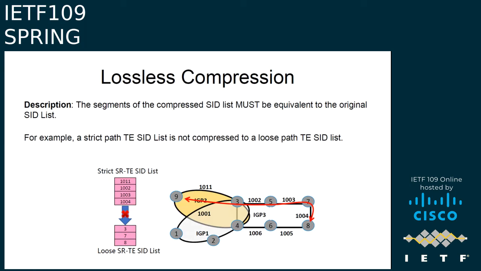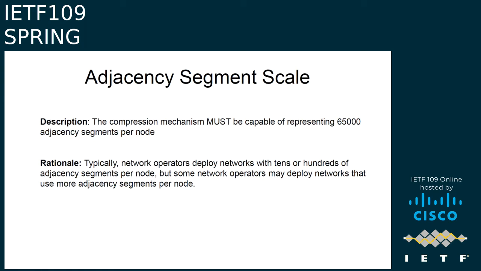So for the lossless compression, of course, the compressed SID list must be equivalent to the original SID list. For example, a strict path TE SID list cannot be compressed to a loose path TE SID list. So next page. So for the adjacency segment scale, now we hope it can be capable of 65K adjacency segments per node. But typically, network operators deploy networks with tens or hundreds of adjacency segments per node, which is enough. But for some corner cases, we really need a large adjacency segment list.